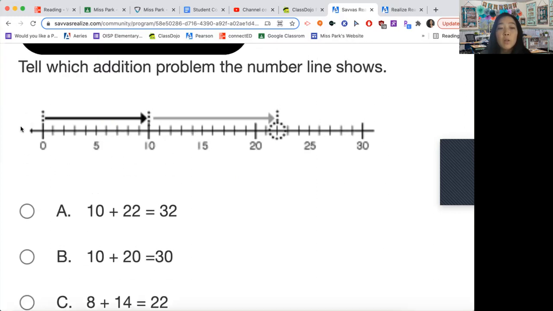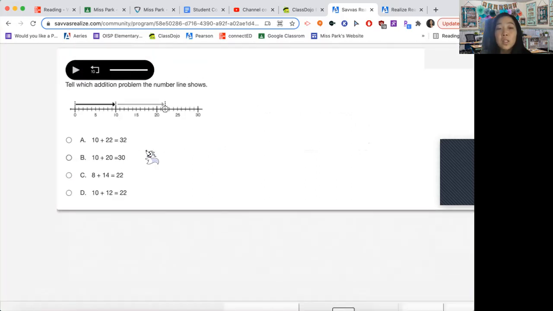Did I count that right? Hold up. 10 plus 1, 2, 3, 4, 5, 6, 7, 8, 9, 10, 11, 12. So we're adding 10 plus 12, which is going to get us to our total 22. So which of these says 10 plus 12 equals 22? I think earlier I counted on. Don't get confused like that.